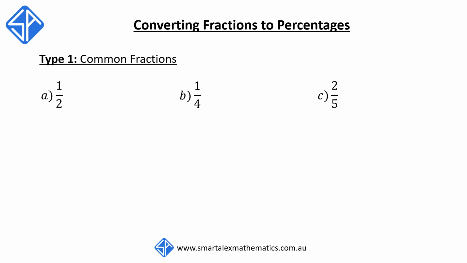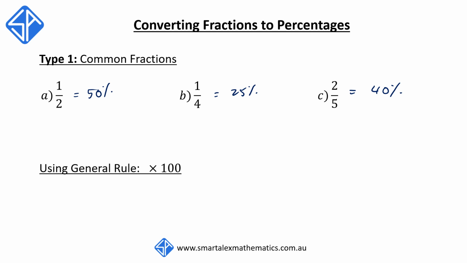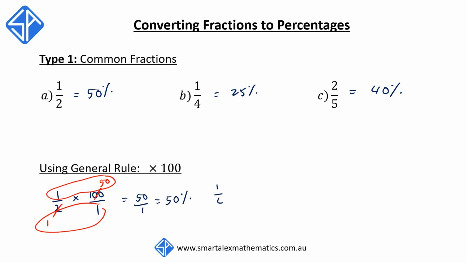Let's start off with the first type, which I call the common fractions. Most people will be able to recognize that a fraction of a half is equal to 50%, a quarter is equal to 25%, and 2/5 is equal to 40%. So if you recognize these, you can straight away write down the answers. However, we can also apply the general rule.